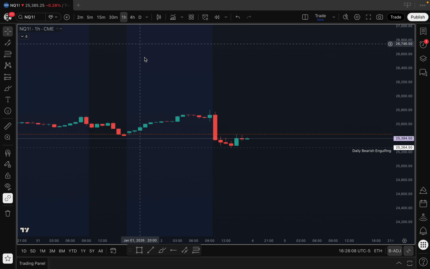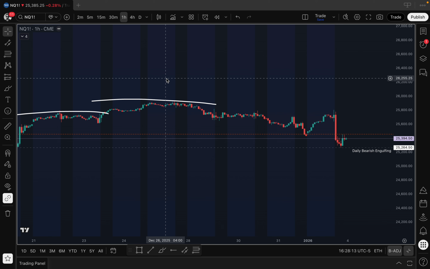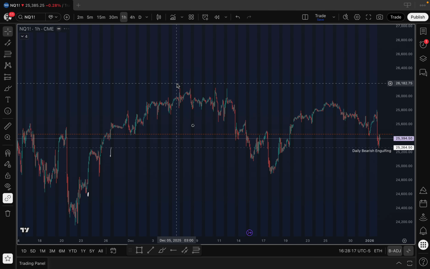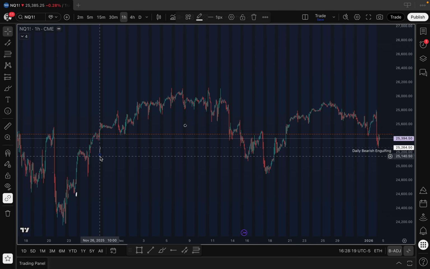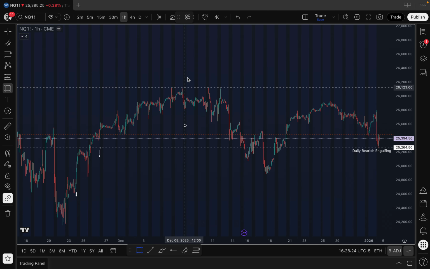Let's go down to the hourly. The next thing I really want to show is what is the hourly showing me here, right? So I'm gonna delete some of this. What is the hourly giving me here? Okay. Let's see. I do have my day. I have my bearish engulfing. The next thing I really want to show is zones.